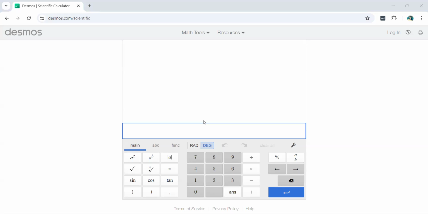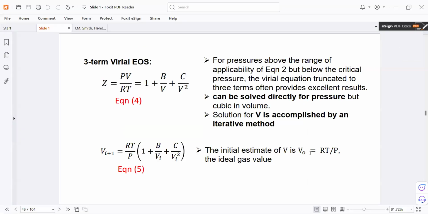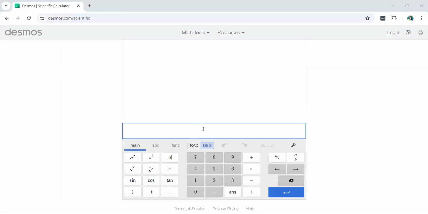Okay. So the initial guess for the iteration is the ideal gas value as shown in the slide. Okay, the ideal gas value. So let's move back to the calculator. And based on our calculation, the ideal gas value is 3934. So we input that 3934 and press the equal sign.